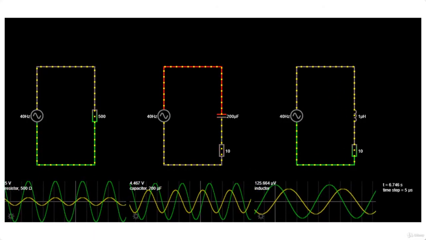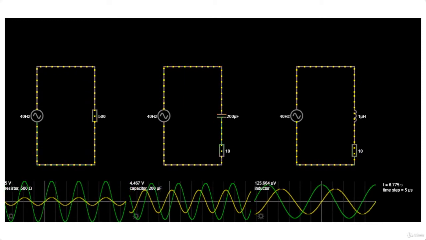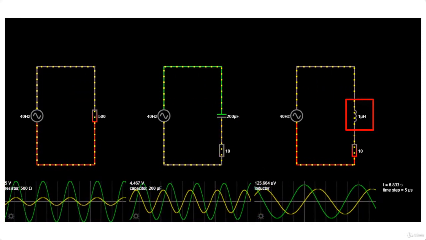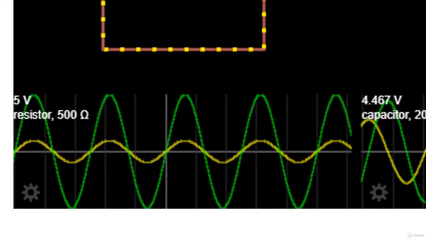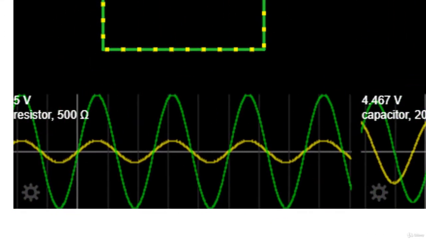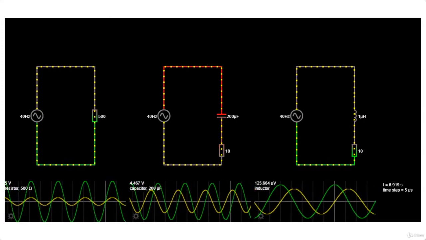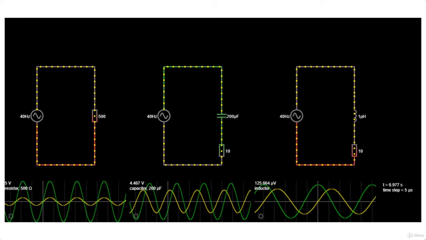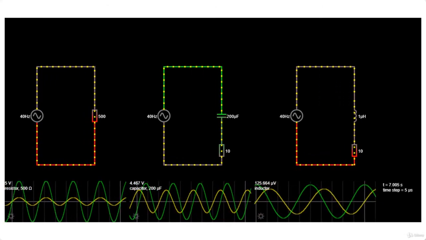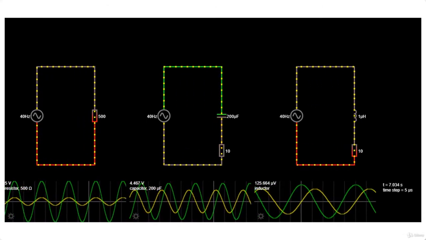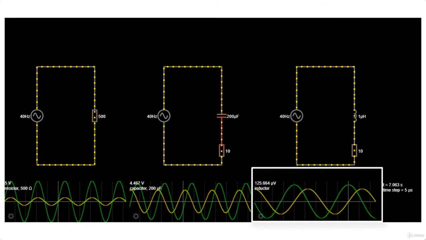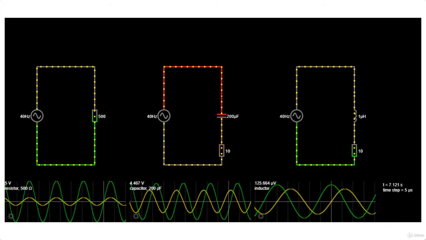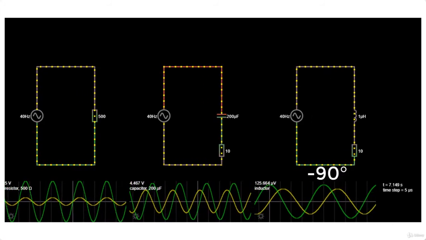You can notice this phase shift effect in our simulator by running an AC voltage through a capacitor or an inductor. The green signal is the voltage and the yellow one is the current. In a circuit containing both inductance and resistance, which is usually the case as the inductor, which is a coil of wire, will have some internal resistance, the current will lag the voltage by an amount between practically 0 degrees and almost minus 90 degrees.